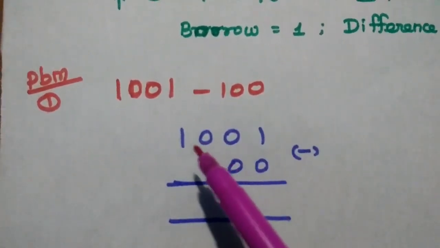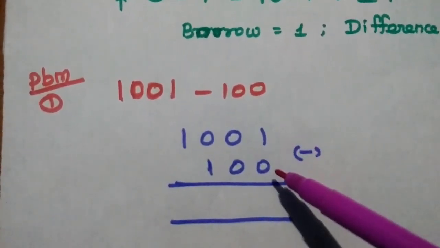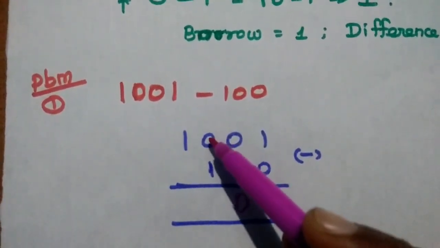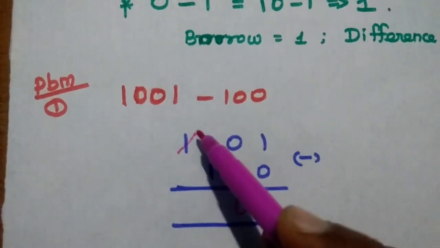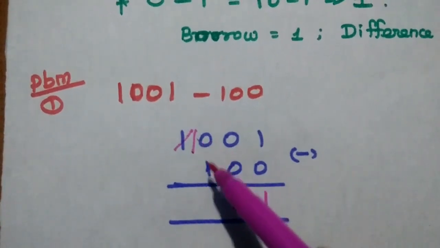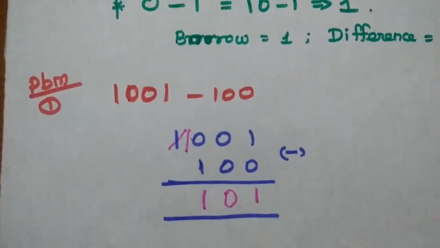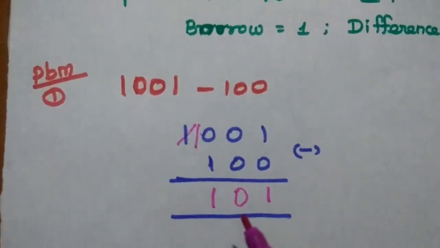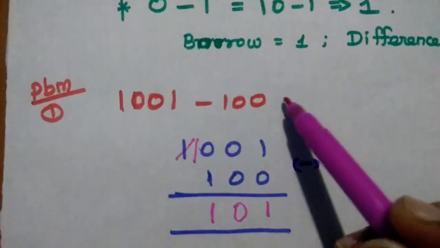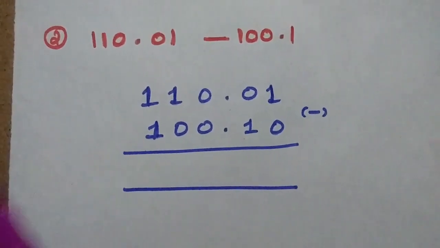So here we are writing 1001 and then 100. 1 minus 0 is 1. 0 minus 0 is 0. 0 minus 1: so here we are going to borrow 1 from the previous bit. So it becomes 10. So 10 minus 1 is nothing but 1. And here, 0 is left. So this is the answer. 1001 minus 100 is equal to what now? 101.